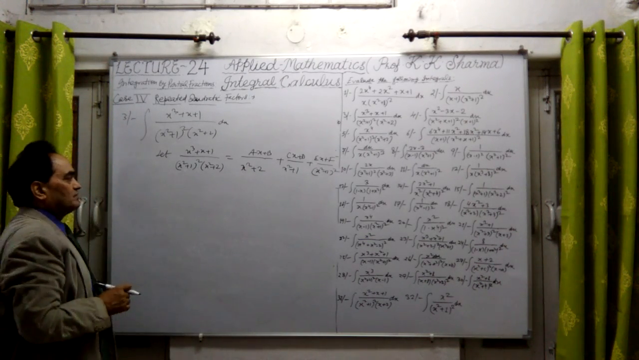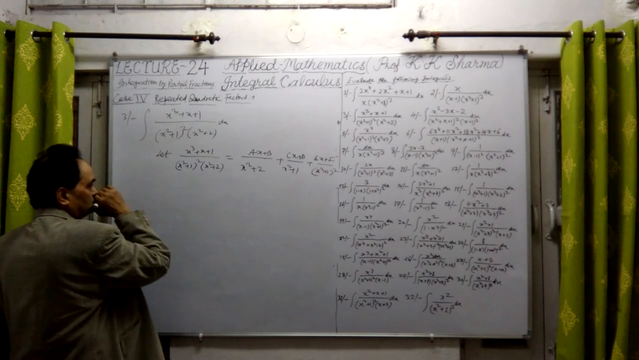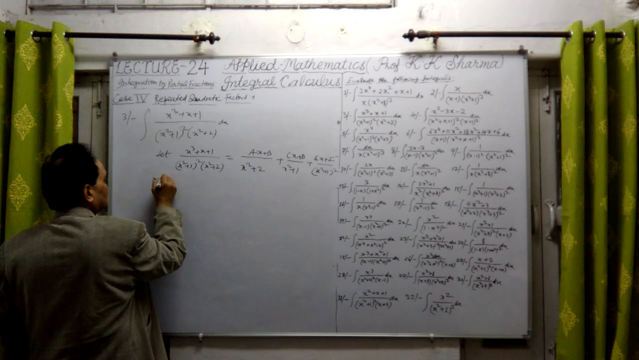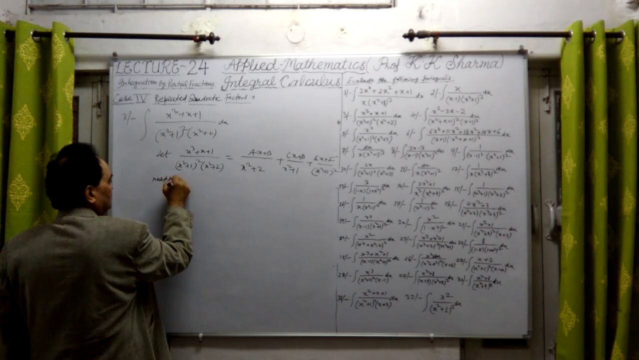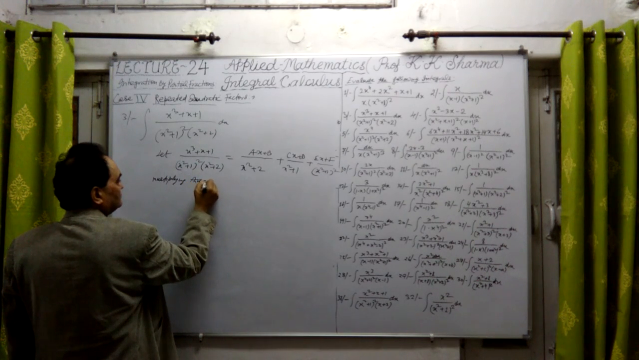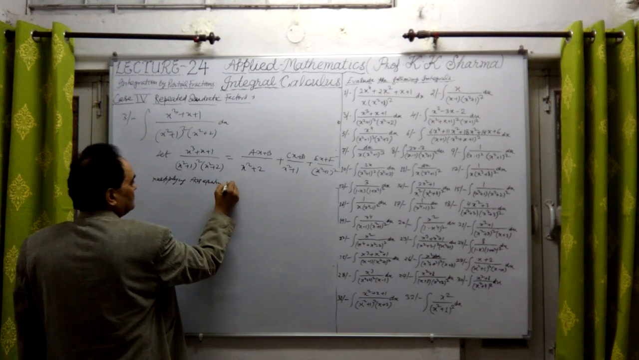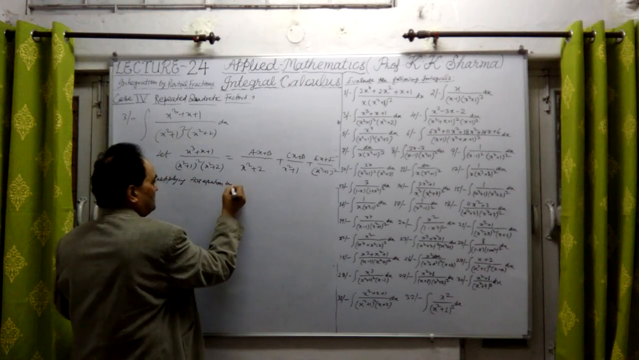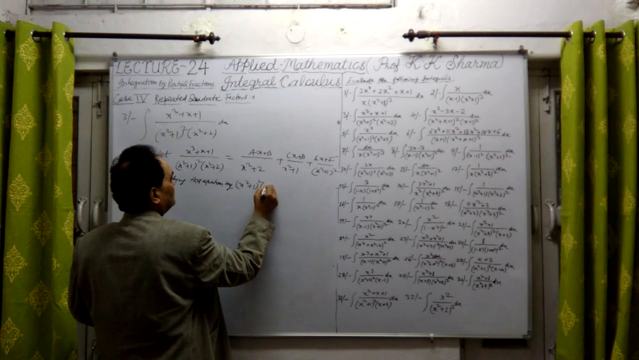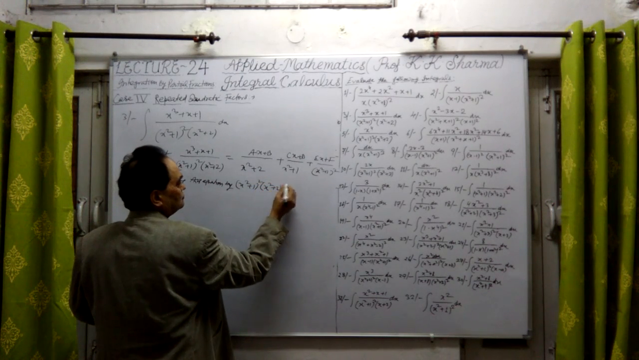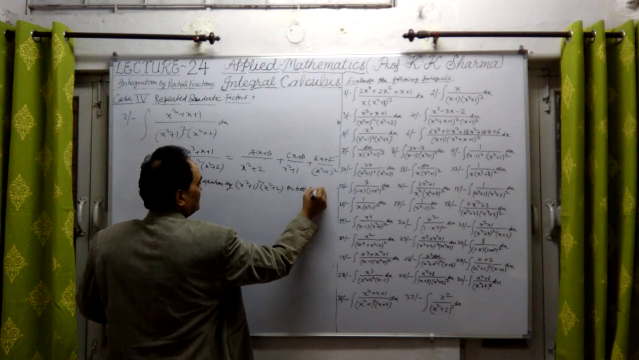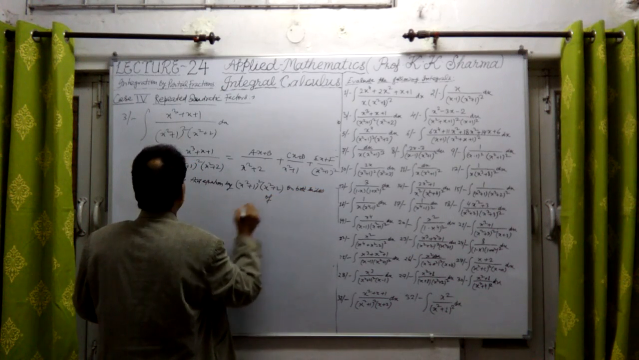Now let me again multiply this equation by x square plus 1 whole square into x square plus 2 on both sides of this equation.